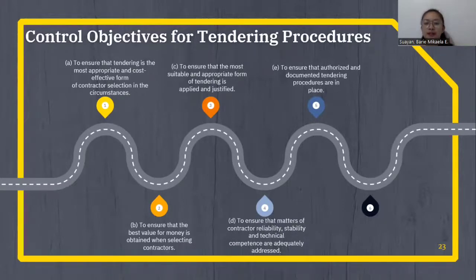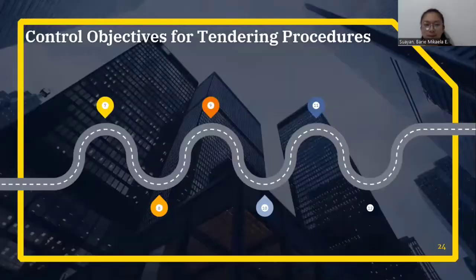E. To ensure that authorized and documented tendering procedures are in place. F. Ensure that the tendering process incorporates adequate competitions. In this is just to put tendering process to incorporate adequate competition in a way that it shows fair and healthy competition into other management. Give value for the money when selecting contractors that could choose to put contract to bids out tender.